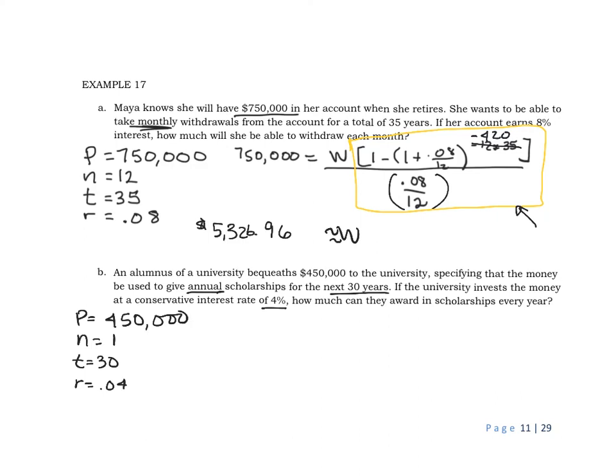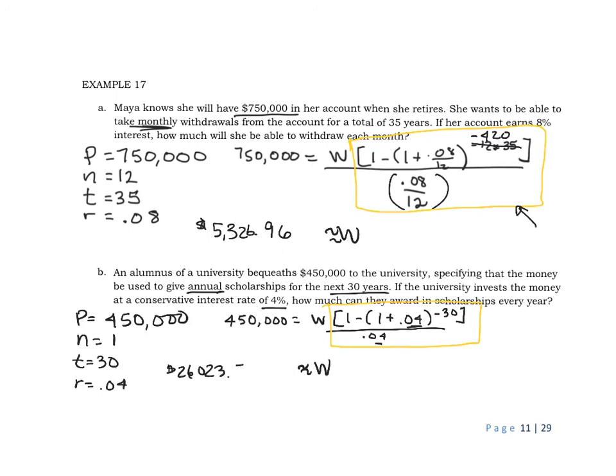So I'll pause this and put this in our formula. In this case, since our N is 1, we don't have to divide by anything other than 1 in this portion and in this portion, which is going to make our computation a little bit easier. As we have done before, let's go ahead and figure this out right here. Then we'll take our 450,000 and divide by whatever that answer was, and we will get $26,023.54.